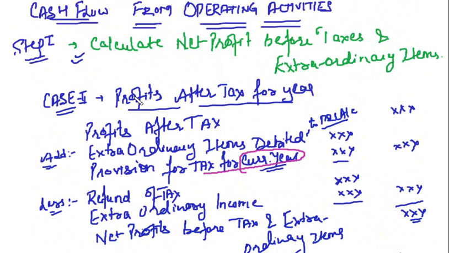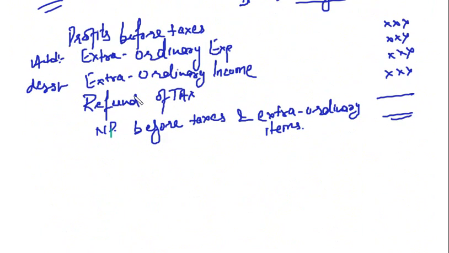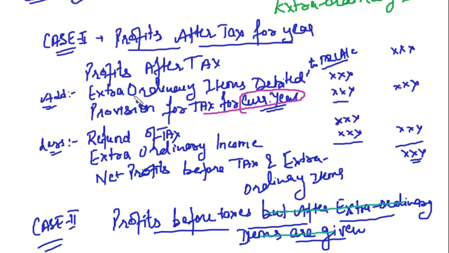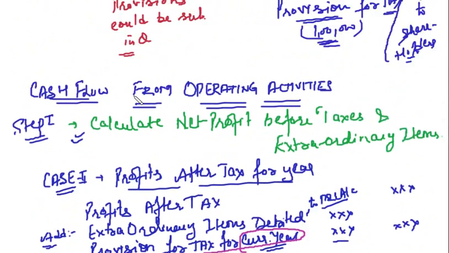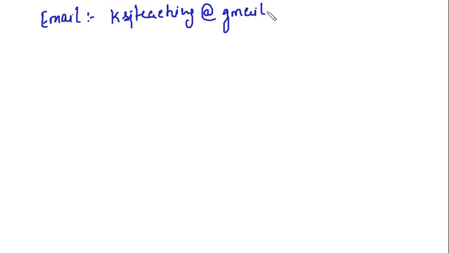The first step in the cash flow from operating activities is to find out the net profit before taxes and extraordinary items. We have case 3, right? Case 3 we will do in the next lecture. First go through these two cases. If you have any doubts out of these two cases, email me at ksjteaching@gmail.com, right?